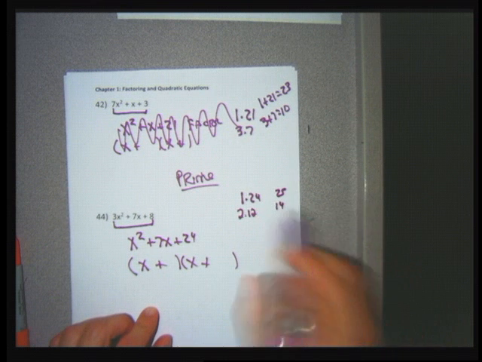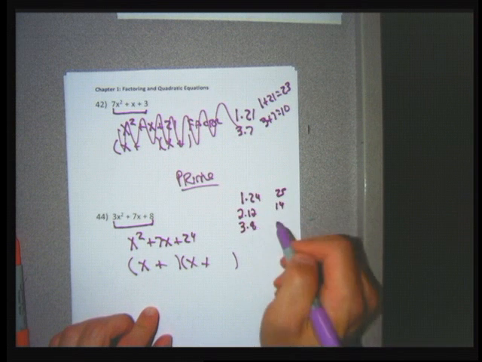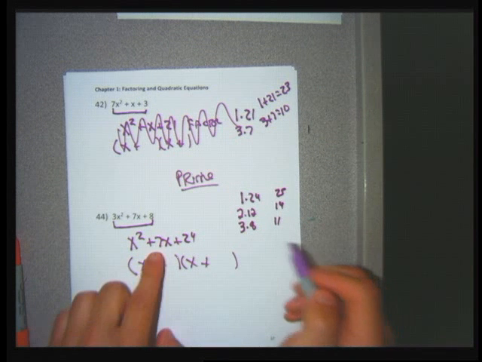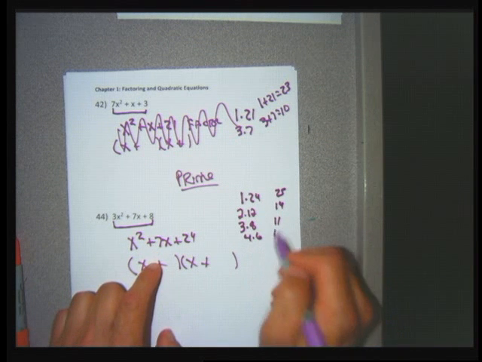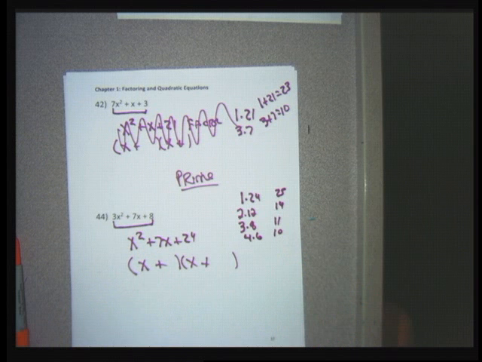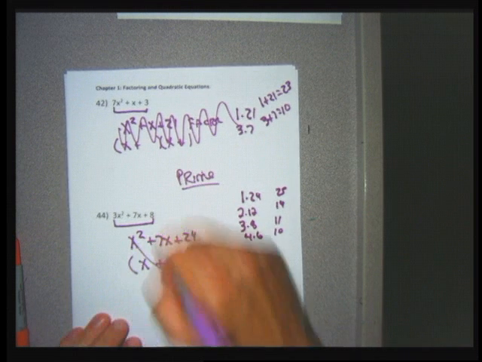They're not good. 3 times 8 and 3 plus 8 is 11. That's not giving me the 7. And 4 and 6, which adds to 10. That's not giving me the 7. I can't find a pair of numbers to complete this factoring, and it makes the whole thing prime.